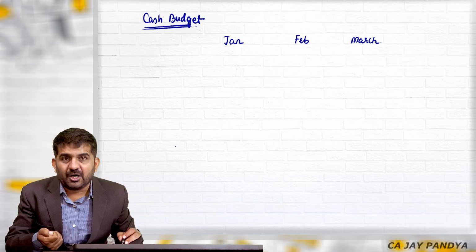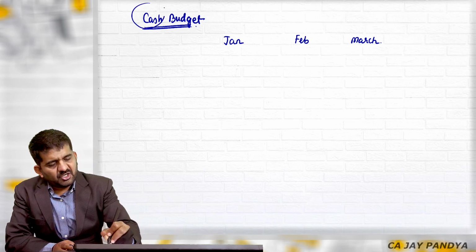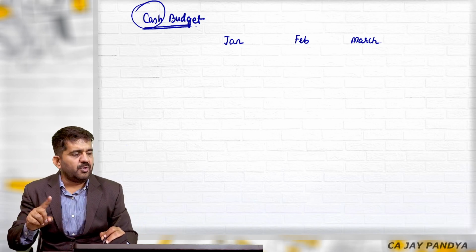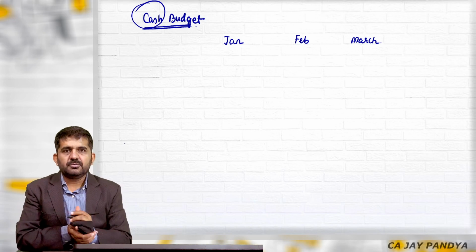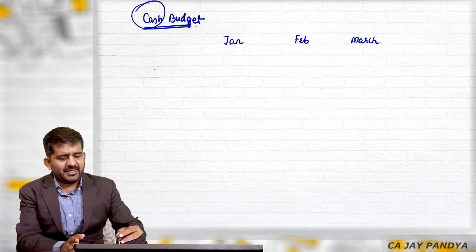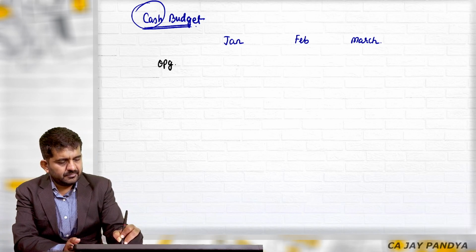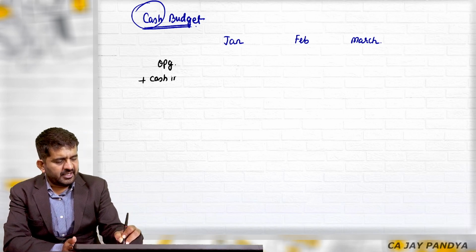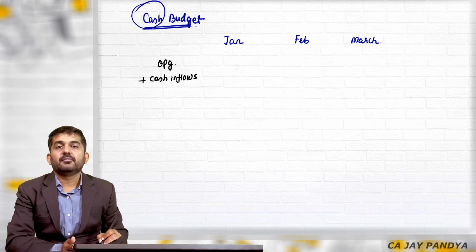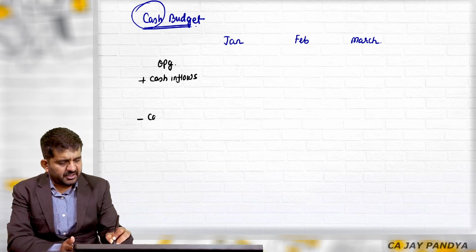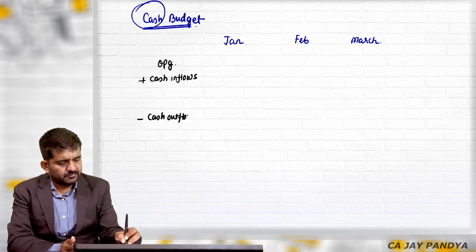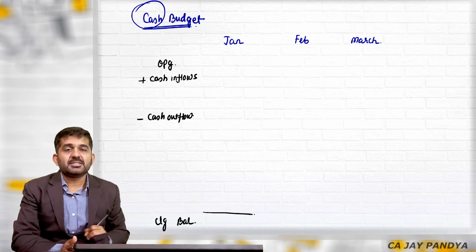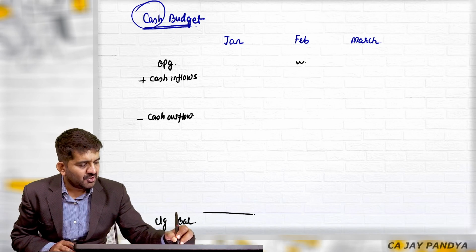We want to find out what will be my cash position in the next month, which is January, the next to next month, which is February, and the next to next month, which is March. How do I find out cash requirement? I will first take the opening balance. I am talking right now only about January. I will add all cash inflows, I will deduct cash outflows, and I will get the closing balance, which will become the opening balance of Feb.